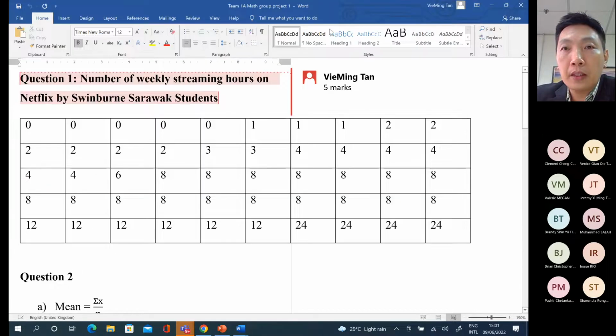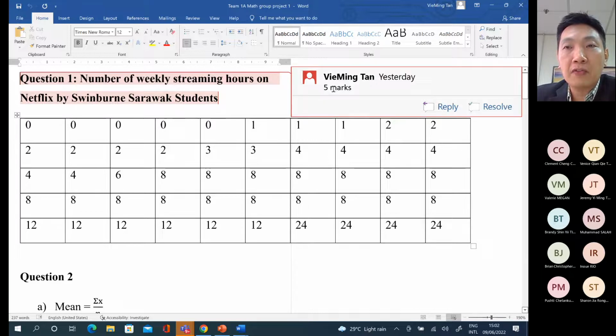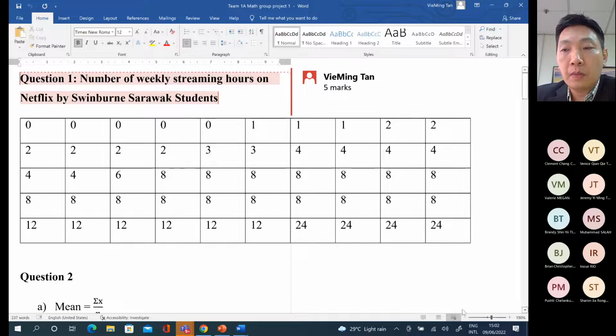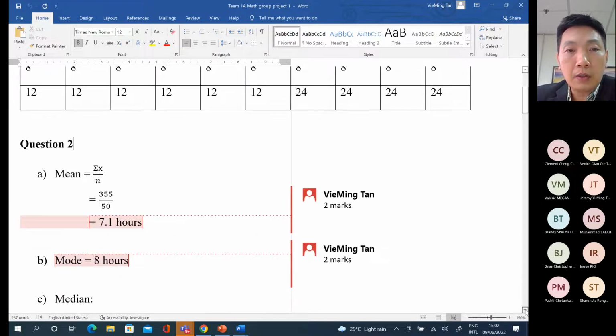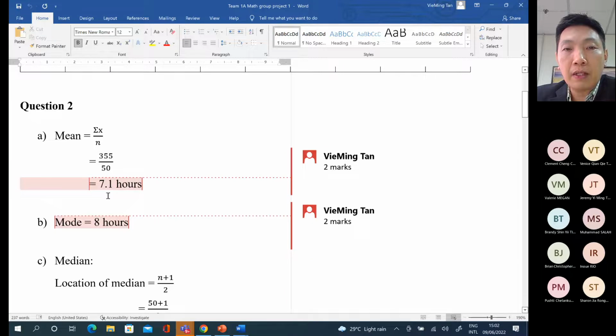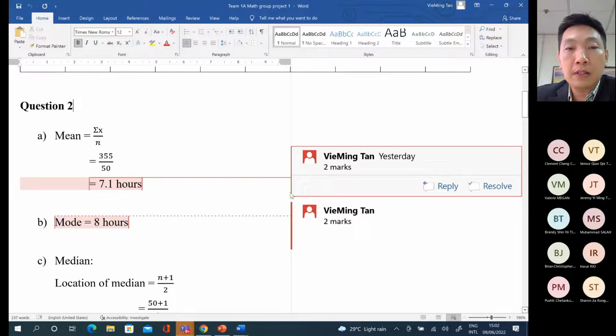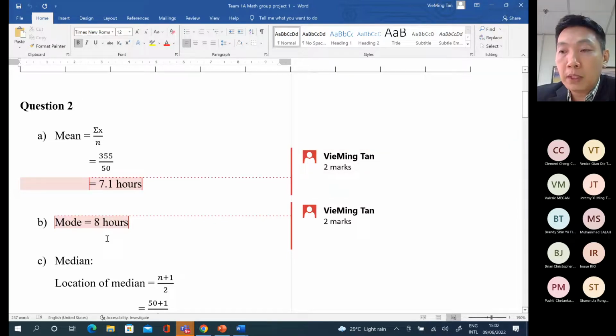For question 1, the student is requested to collect 50 data, and this data must be sorted by value from lowest to highest. For team 1A, you have provided 50 data and sorted the numbers, so you get 5 marks for question 1. Then question 2, mean value. You show the workings with the formula, the correct figures, and the final answer with the appropriate unit, hours. So it's 2 marks.